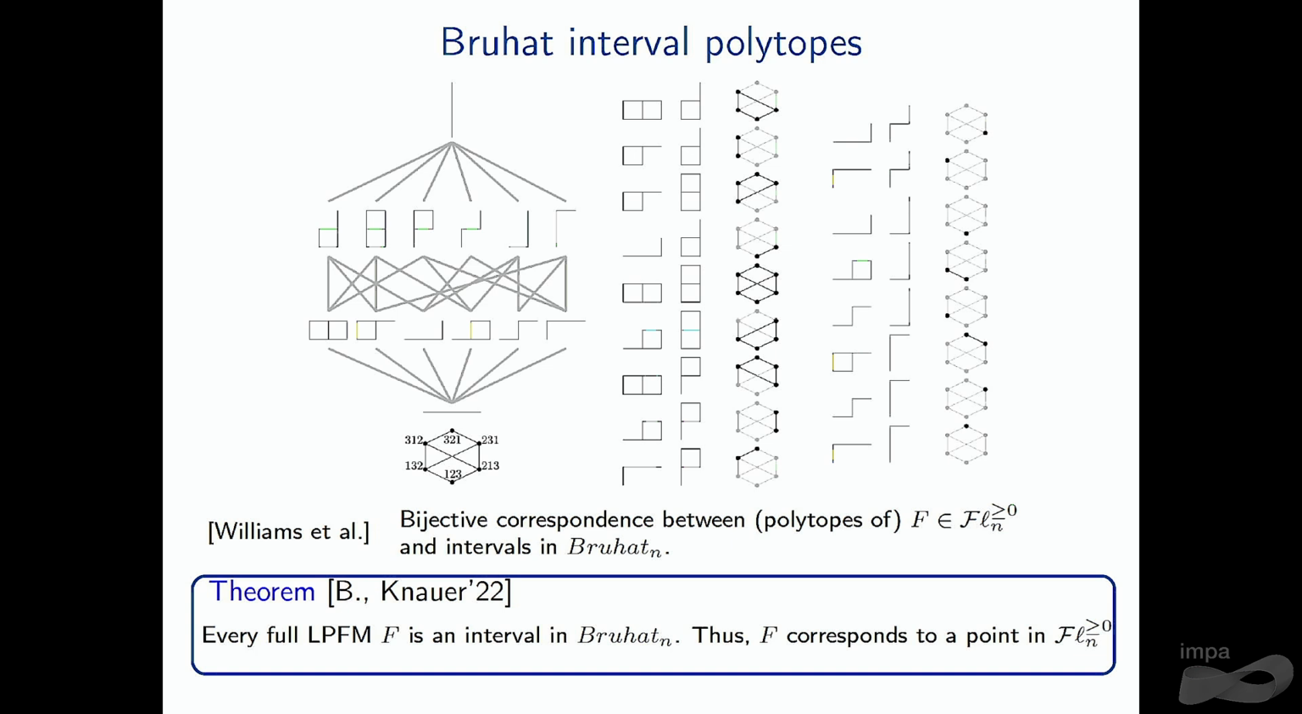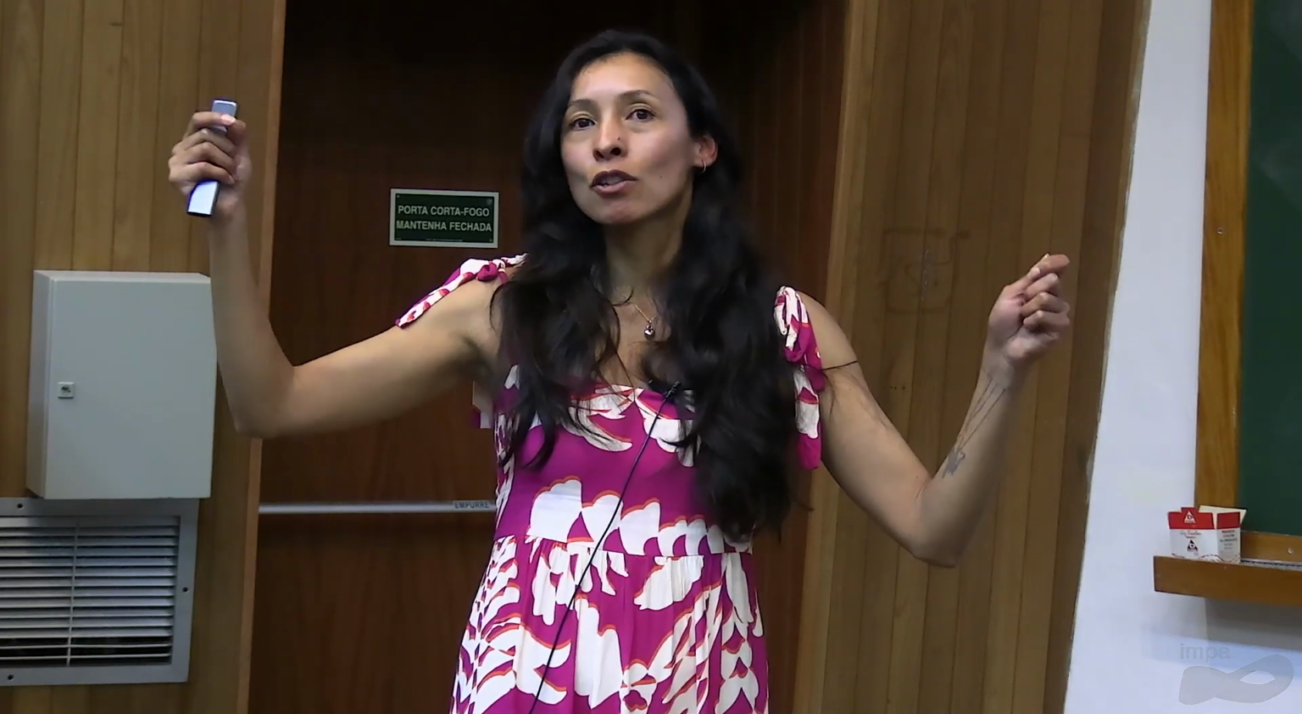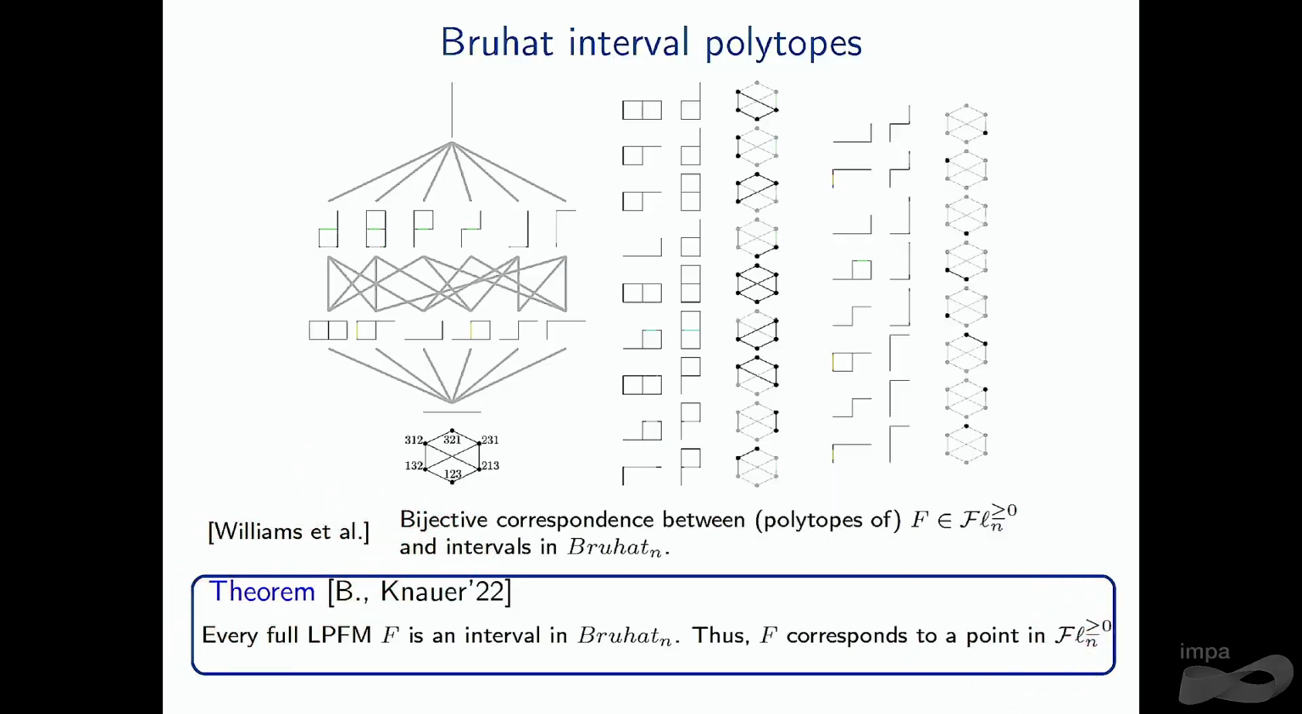And so basically the result there is that if you have a full flag of matroids on ground set N, that full flag matroid will be such that its polytope has as vertices permutations of the set 1 up to N. The question is: is that polytope such that its one skeleton is an interval in the Bruhat order? If the answer is yes, it means that your polytope is known as a Bruhat interval polytope. If the answer is no, it means your polytope is not a Bruhat interval polytope. And the result of Lauren et al. tells you that there is a bijective correspondence between Bruhat interval polytopes and full flags of matroids that come from points in the non-negative flag variety.